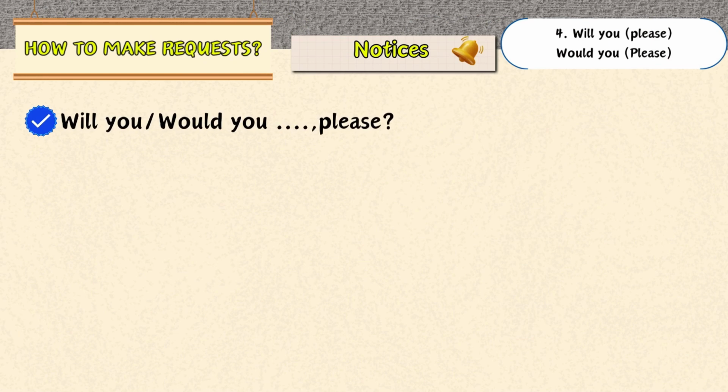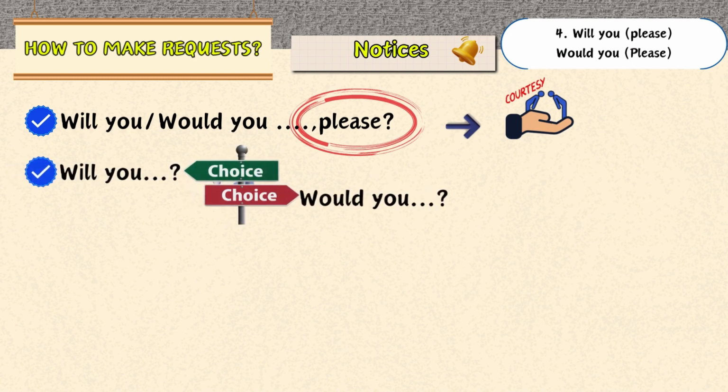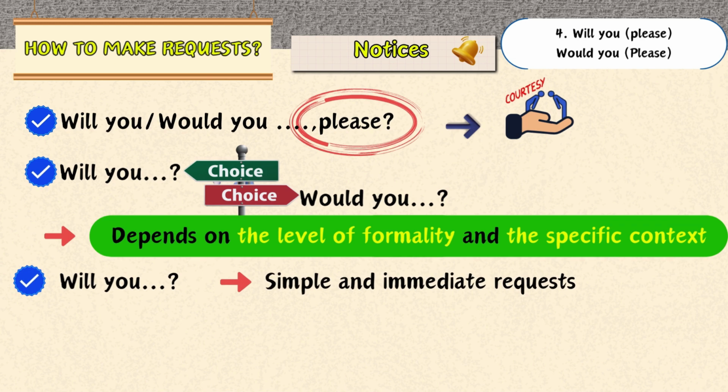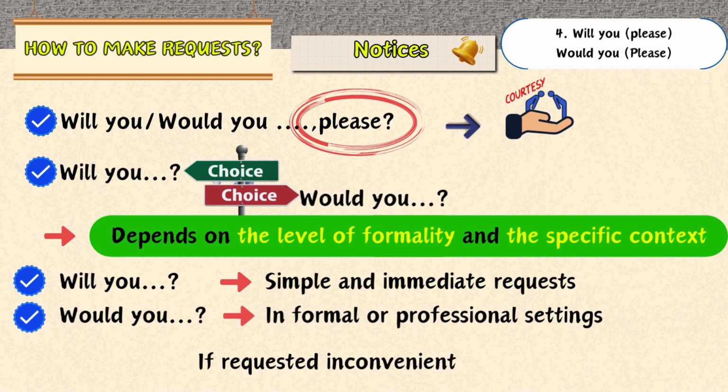In both cases, adding please at the end of the sentence enhances the politeness of the request. The choice between will and would depends on the level of formality and the specific context. Generally, both forms are acceptable in most situations. Will you is commonly used for simple and immediate requests. Would you is more appropriate in formal or professional settings. If the request may involve effort or inconvenience for the other person, would you is often a more considerate choice.